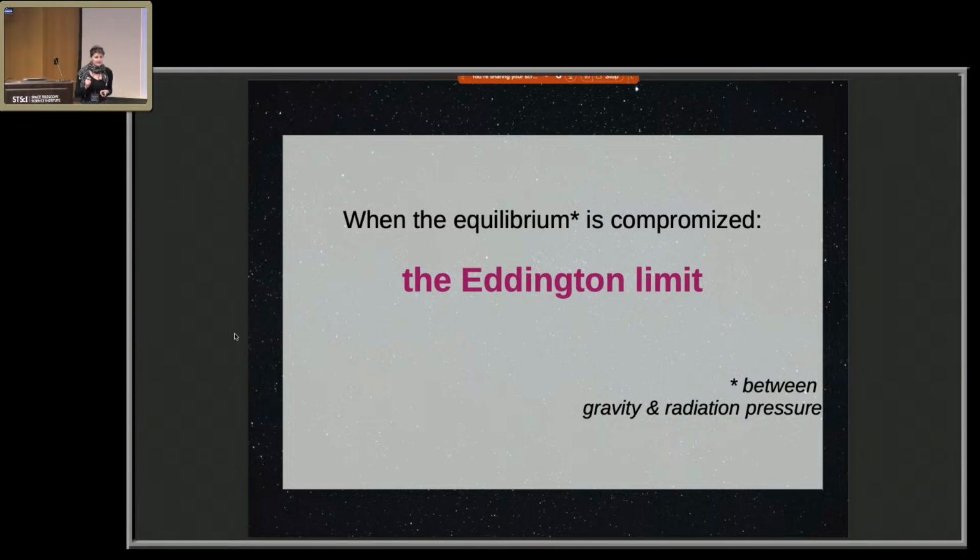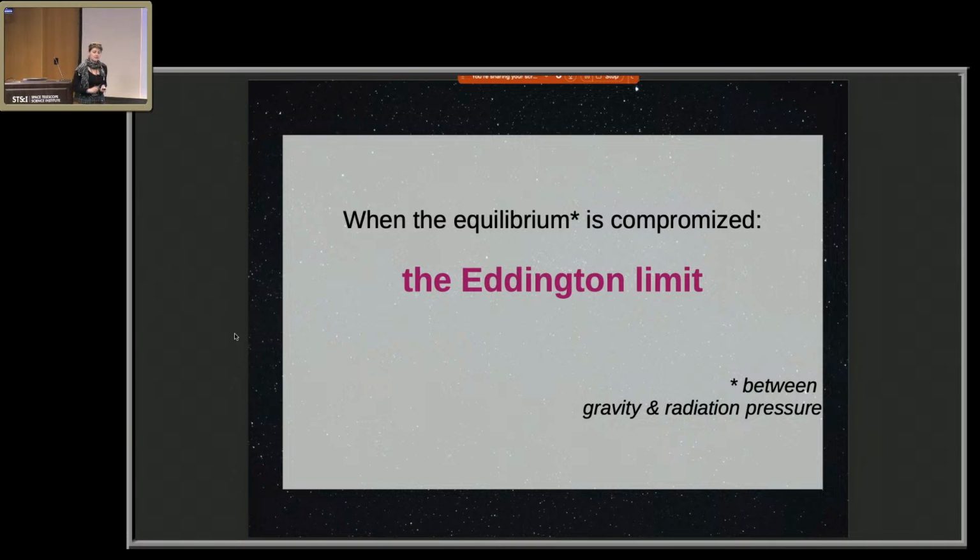Or 10. Now that we understand what stars are and what leads to the long-term equilibrium, let's figure out what happens if the equilibrium is compromised. And that brings me to the question of the Eddington limit.